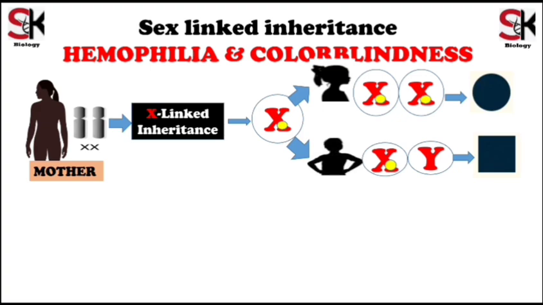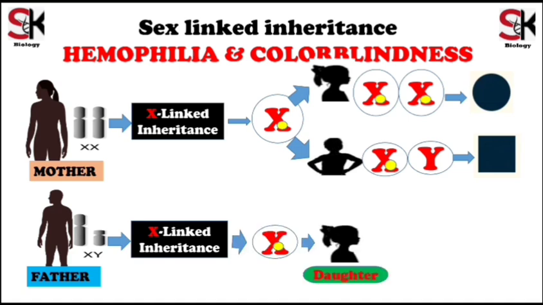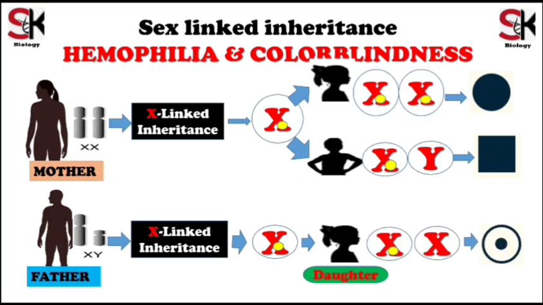In father, case is little different. If father has defective X, this X he will pass only to his daughter, not to the son. The resulting daughter phenotype will be recessive with one defective and one healthy X chromosome. But if daughter has another defective chromosome from mother, she will show disease trait as affected female. So in this way, sex-linked inheritance is passed from parent to offspring in hemophilia and color blindness disease.